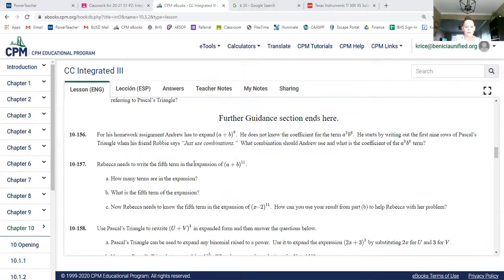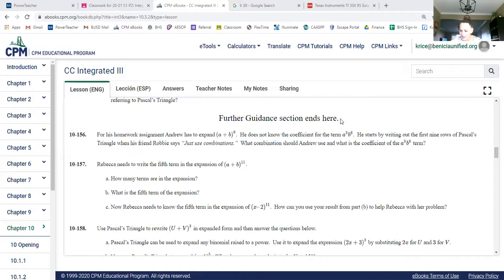For his homework assignment, Andrew has to expand (a plus b) to the 9th. He does not know the coefficient for the term a cubed b to the 6th. He starts by writing out the first 9 rows of Pascal's triangle when his friend Robbie says just use combinations. What combination should Andrew use, and what is the coefficient of a cubed b to the 6th?